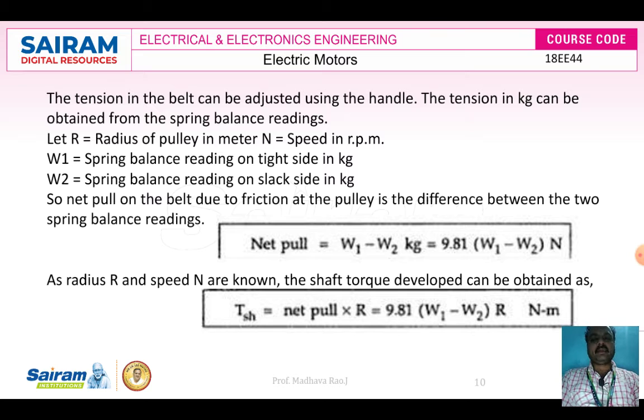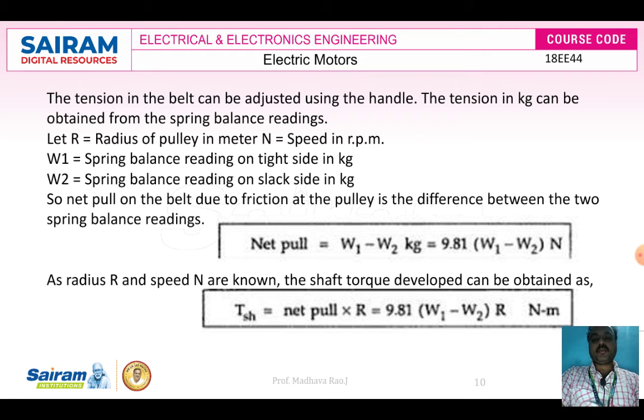Here R is the radius of the pulley in meters and N is the speed in RPM. W1 is the spring balance reading on the tight side in kgs, and the tight side means the non-adjustable side, the standard spring balance side. W2 is the spring balance reading on the slack side in kgs. We have to measure both the weights.